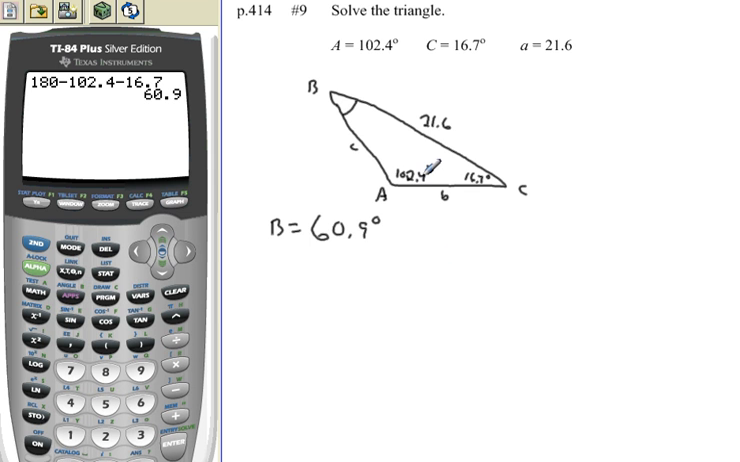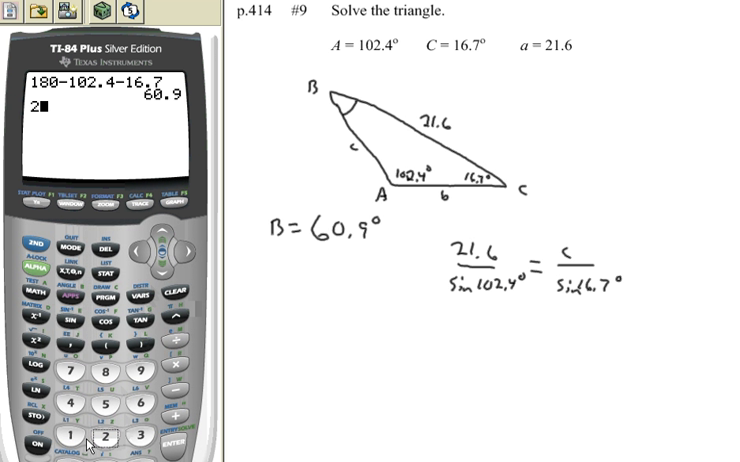Well, the law of sines tells me that any side divided by the sine of the opposite angle is always a constant. So I can say 21.6, the side that I know, divided by the sine of the opposite angle, the sine of 102.4 degrees, is equal to any other side. So let's go with side C, divided by the sine of the opposite angle, so the sine of 16.7 degrees. And by cross multiplying here, I can say 21.6 times the sine of 16.7. Then if I divide by the sine of 102.4, I'll know C.